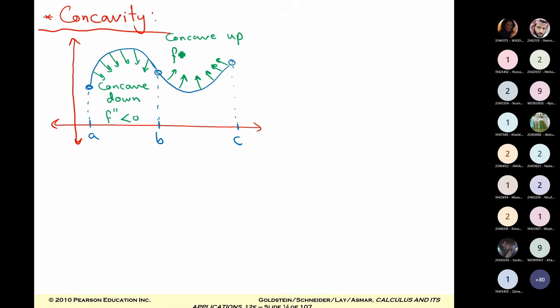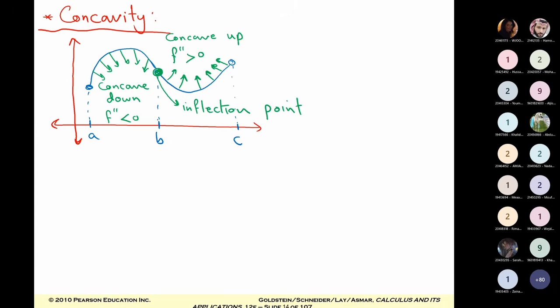This means f double prime of x is greater than 0. At this point, the function changes concavity, from down to up, or from up to down. This is called an inflection point.